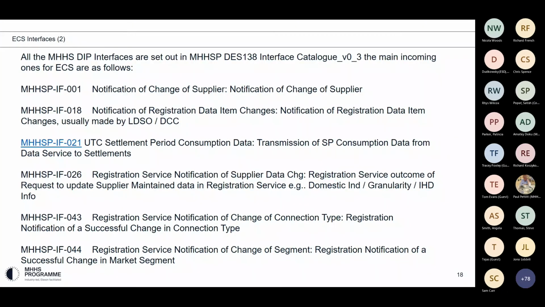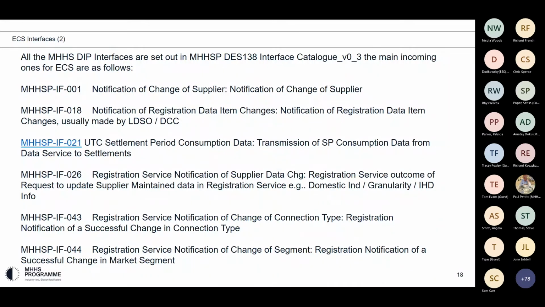Just stop there. Amity, are there any questions on any of the interfaces? There's a question on volume allocation. So is there any interaction between MHHS and the calculations for VLPs or calculation of ABSVD? Yes, there are interactions, but these will be covered off elsewhere. It is on the radar.